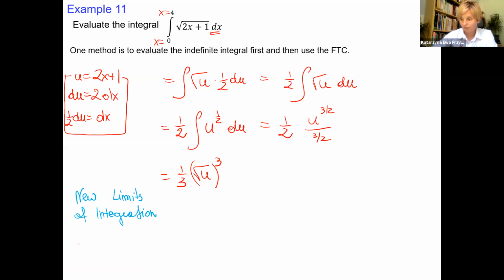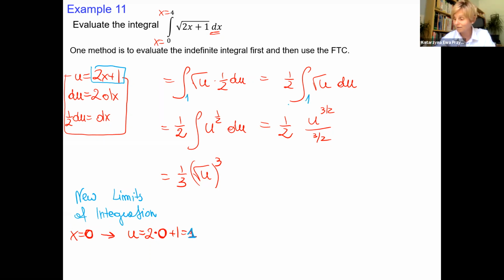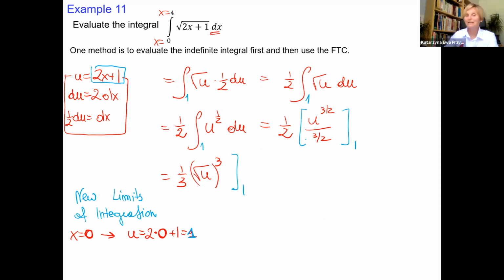We had x equals 0. Now we're looking for the corresponding u. And u was defined as 2x plus 1. We will basically use this formula. 2 times x, which is 0, plus 1. It is 1. Now I can put the new limits of integration. Instead of 0, we will put 1. This will be 1, because I didn't put the limits before.